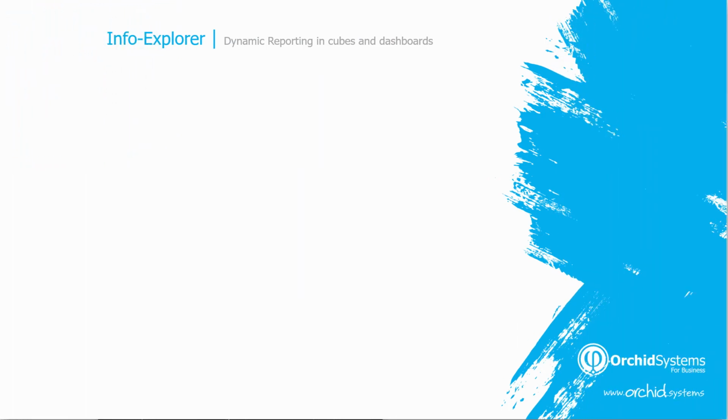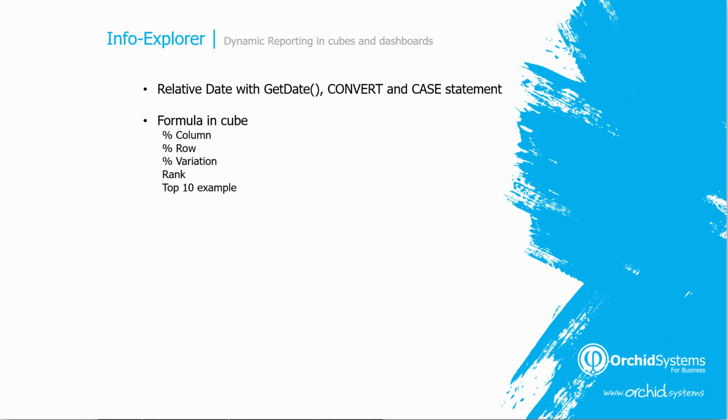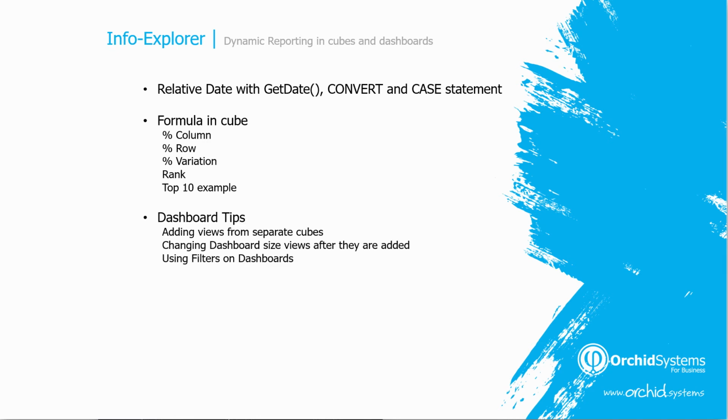Finally, let's explore dynamic reporting in Info Explorer cubes and dashboards, which is one of the most powerful functionalities of Info Explorer. We'll look at doing some date manipulation and some relative date filters using getDate and convert in SQL. We'll look at some formulas that exist only in the cube, like percent of a column, percent of a row, percent variation across, ranking dimensions like customers and vendors, and doing top 10 type of examples. And then we'll explore dashboard functionality like adding views from separate cubes, filtering, and playing with the dashboard sizes.